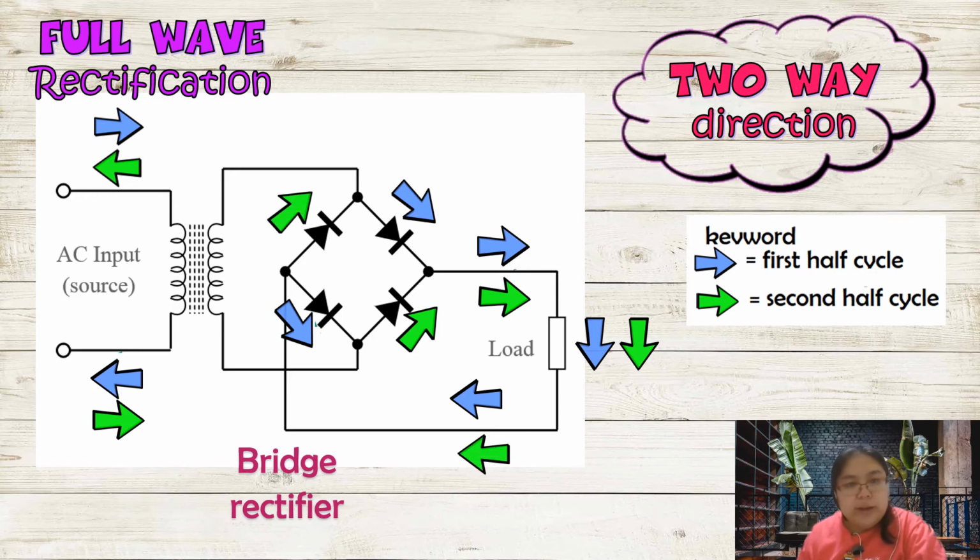Then the green color goes back to the original part. So from here we can say there's a two-way direction. First is the blue color, another one is the green color. From the two-way, from the terminal positive and negative. But when they go through the resistance, just one-way direction only.